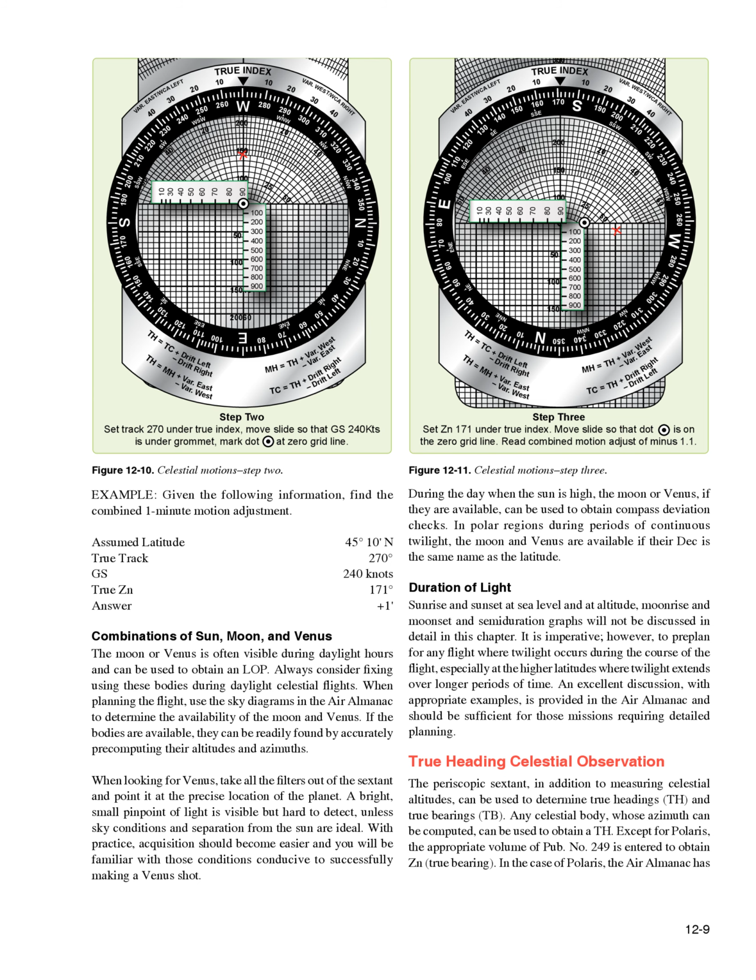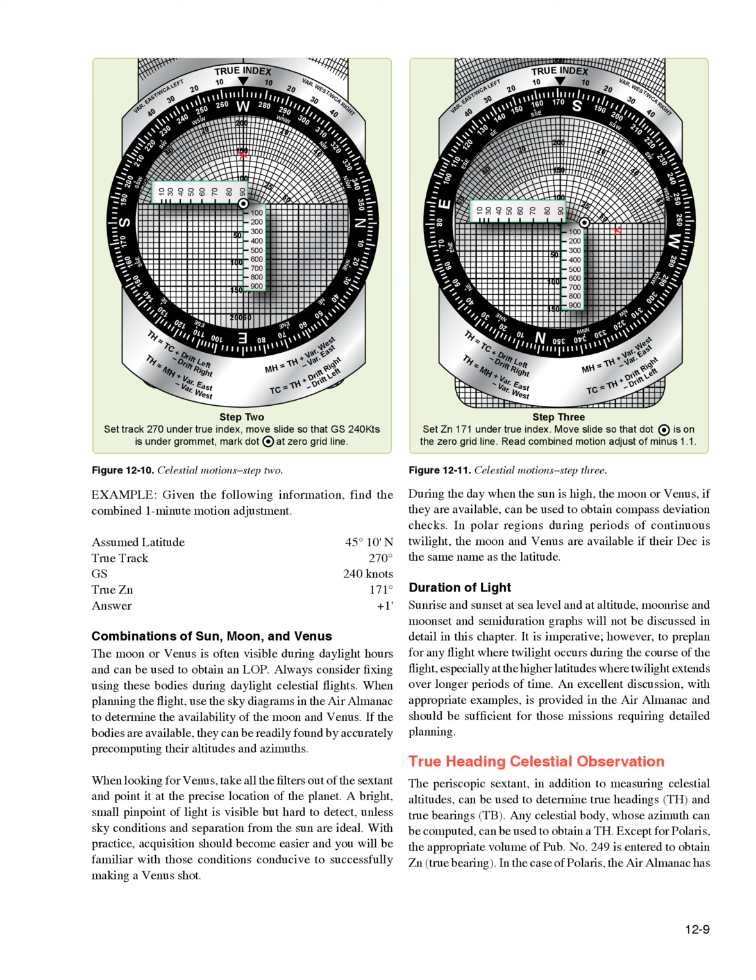In polar regions during periods of continuous twilight, the moon and Venus are available if their dec is the same name as the latitude. Duration of light, sunrise and sunset at sea level and at altitude, moonrise and moonset, and semi-duration graphs will not be discussed in detail in this chapter. It is imperative, however, to pre-plan for any flight where twilight occurs during the course of the flight, especially at the higher latitudes where twilight extends over longer periods of time. An excellent discussion, with appropriate examples, is provided in the Air Almanac and should be sufficient for those missions requiring detailed planning.